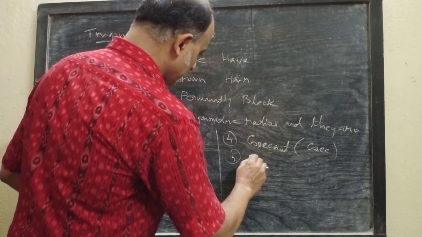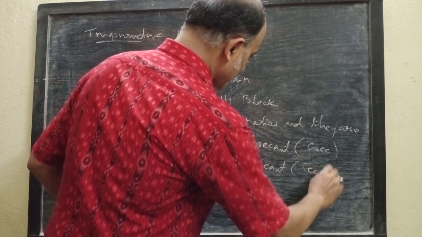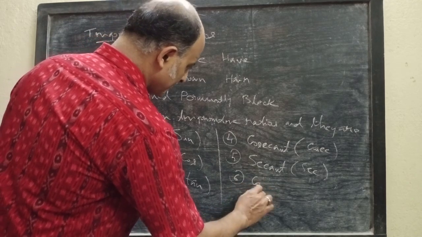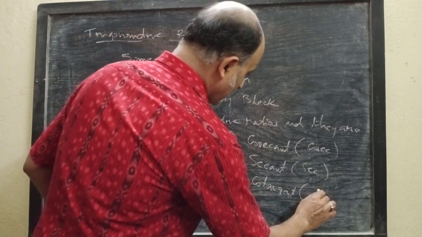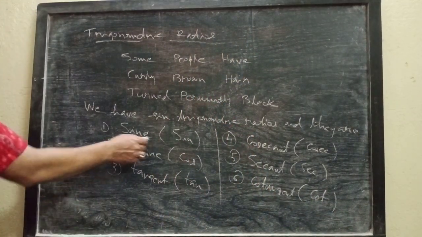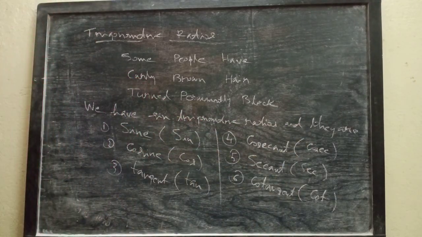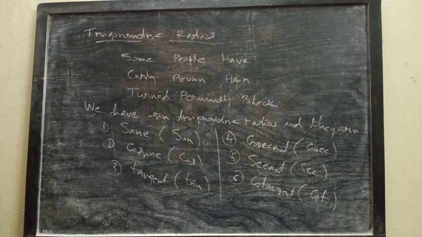Next, secant, which we write as sec. The sixth one is cotangent, which we write as cot. These are the full forms, and these are the abbreviated forms that we write on our paper. These 6 ratios we have to remember.